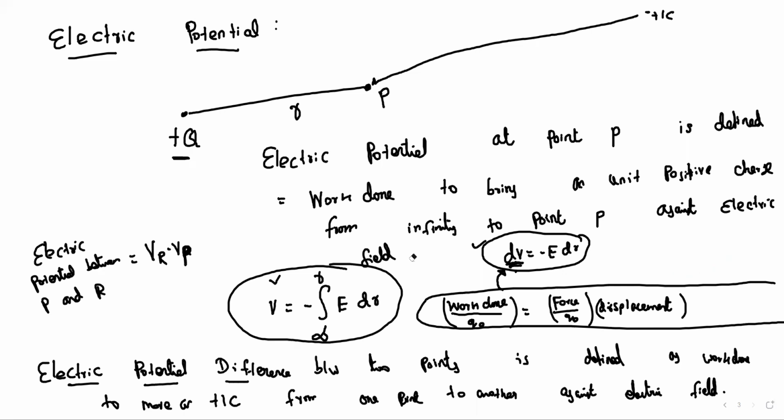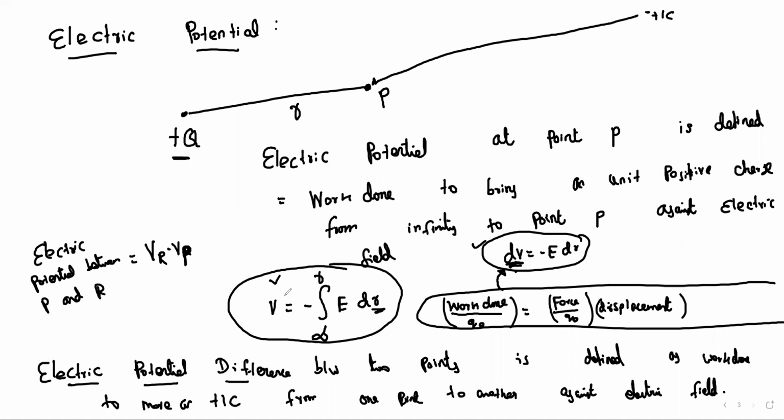So if you want to find V at point P, we have to integrate dV, that is, integrate E dr. The integration limit will be from infinity, because we are moving the test charge from infinity to a distance r. So that is the electric potential at point P. At a particular point, the electric potential is the work done to bring a unit positive charge against the electric field.